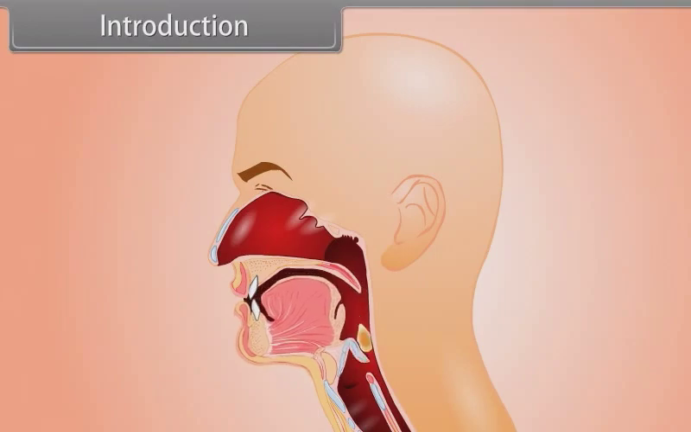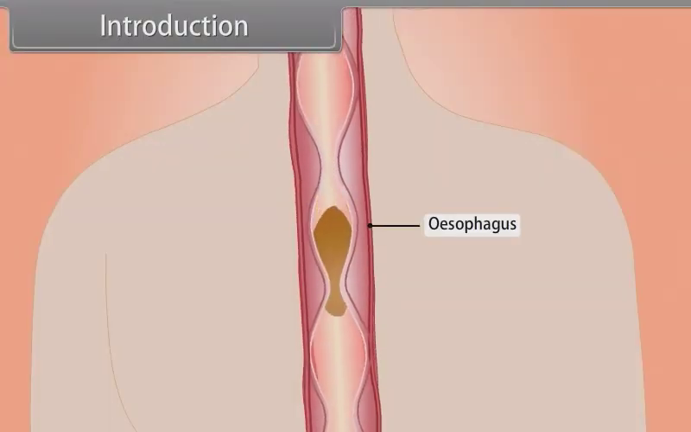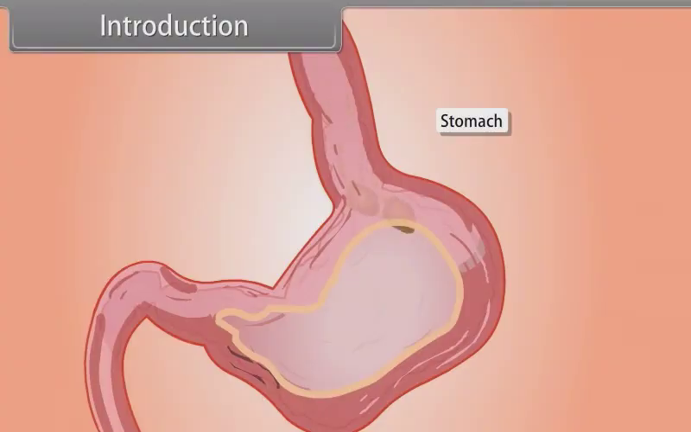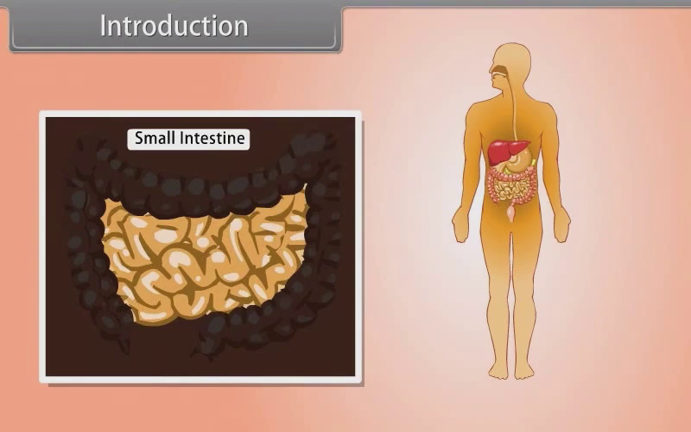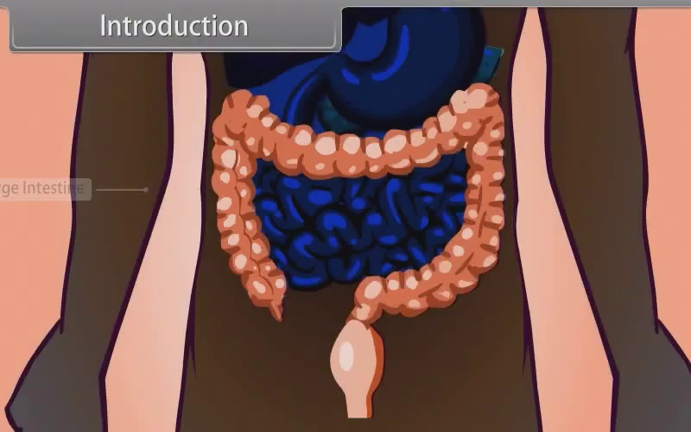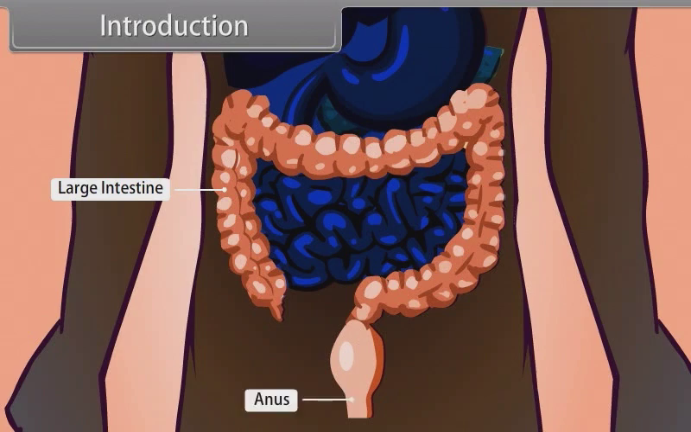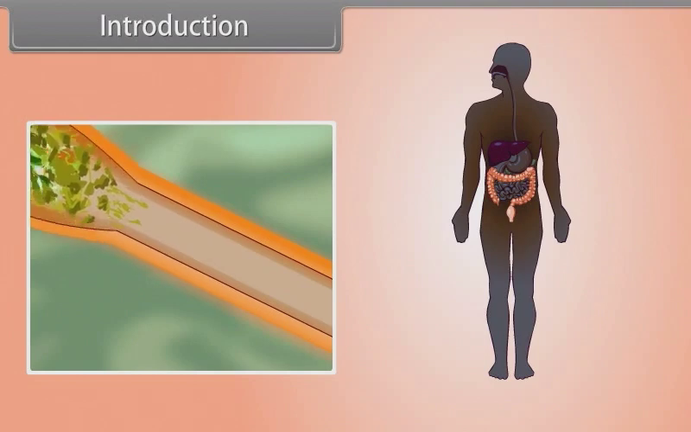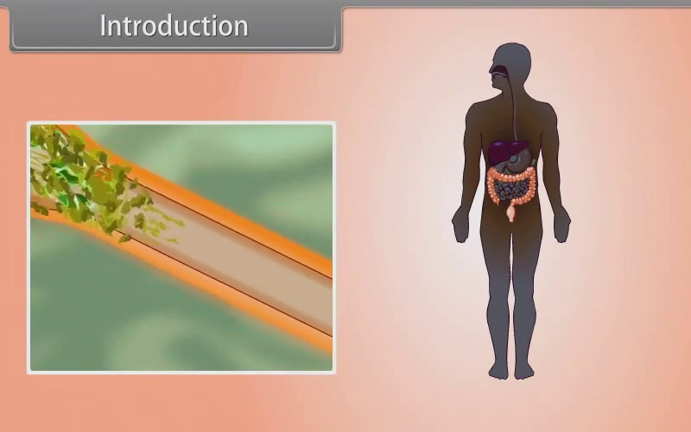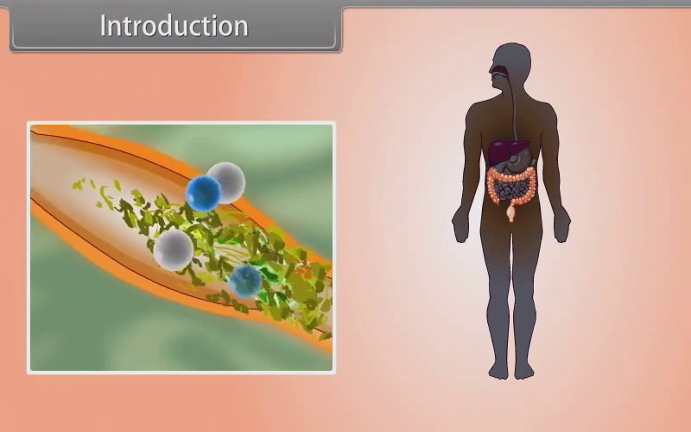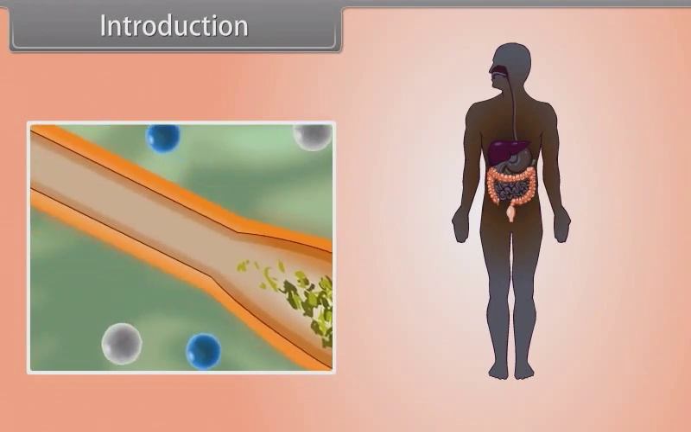Yes, through the mouth and then through the esophagus, food goes to the stomach where digestion of protein starts. Then food enters the small intestine, from where the undigested food goes to the large intestine and is ejected out of the body through the anus. After the digestion of food, the nutrients are absorbed from the digested products. So, throughout this module, we will learn digestion and absorption.